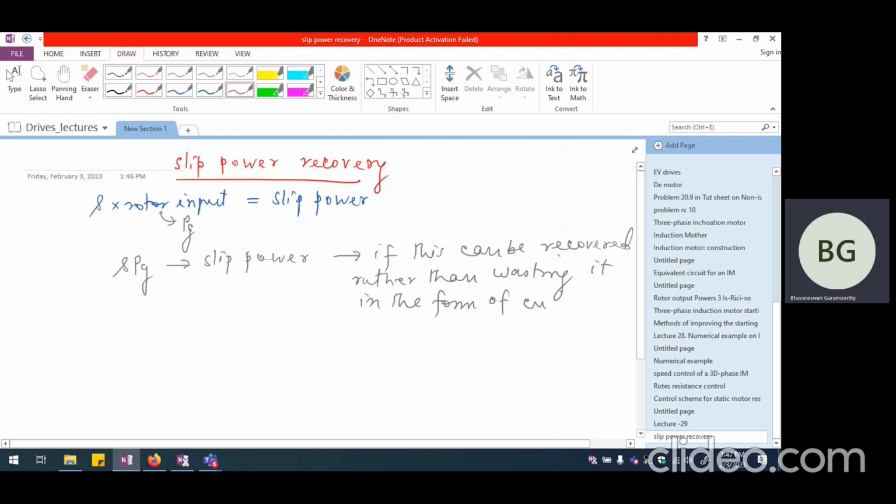So if this can be recovered, then efficiency will be better. So this is what we are going to look at now, how to recover the slip power.